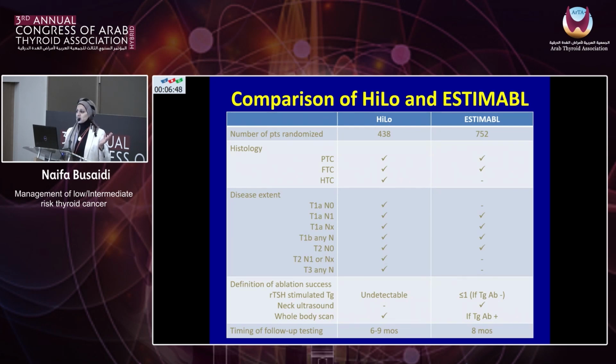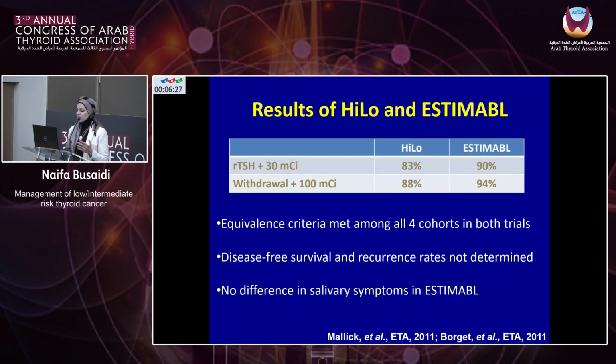The two studies studied fairly similar patients. There were slightly lower risk patients in ESTIMABLE. They didn't have patients with T3 disease or T2 with N1. And their definition of a success was slightly different. In ESTIMABLE, they needed to have an ultrasound and a whole body scan if their TG antibodies were positive. But in general, across the board, 30 versus 100 millicuries looked very similar, and the disease-free and recurrence rates were not different.